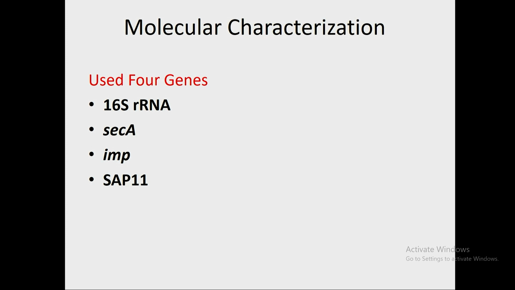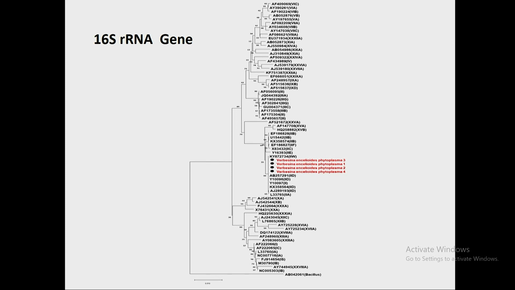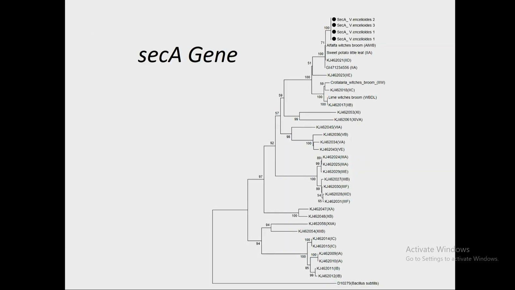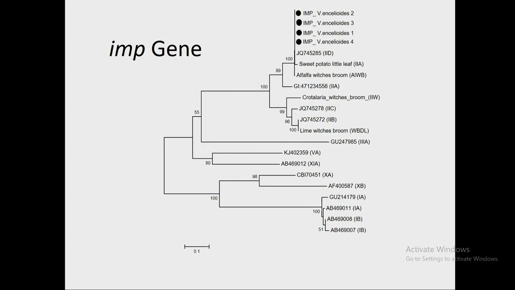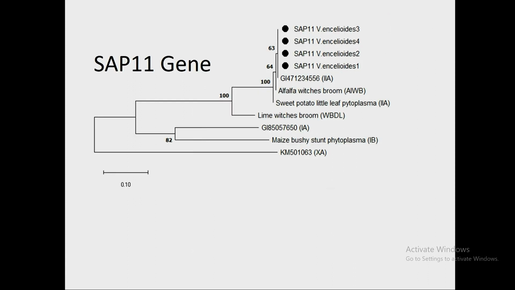We studied it molecularly using 4 markers: 16S rRNA, secA, IMP, and SAP11. The result from the phylogenetic tree from 16S is that it almost clusters with group 16SrII-D. The secA gene also clusters with group 2D. The IMP gene also clusters with group 2D. And when we come to SAP11, we found there is one mutation between SAP11 of this plant and group 2D, one mutation, but it is also closer to group A, identical.